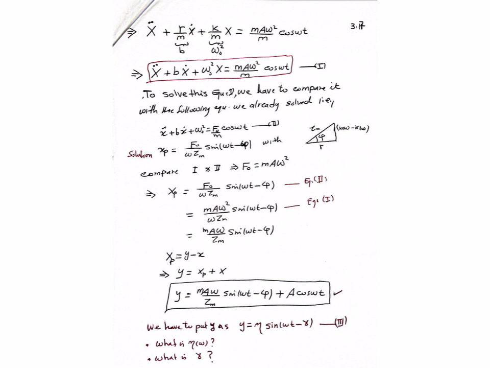So now we have two waves. One is m a omega over Z m sine omega t minus phi, plus the second one, which is a cosine omega t. We have to put them in this form: y equals some amplitude times sine omega t minus gamma. Now we have to find what the amplitude is and what gamma is.